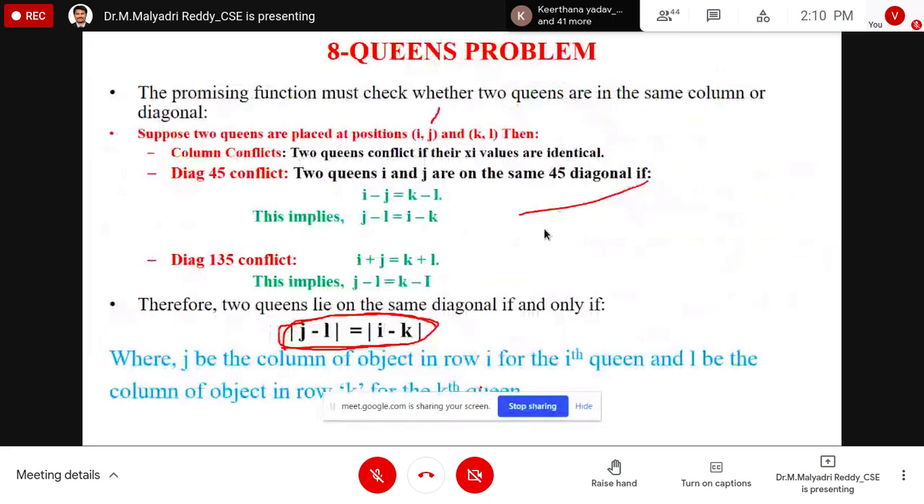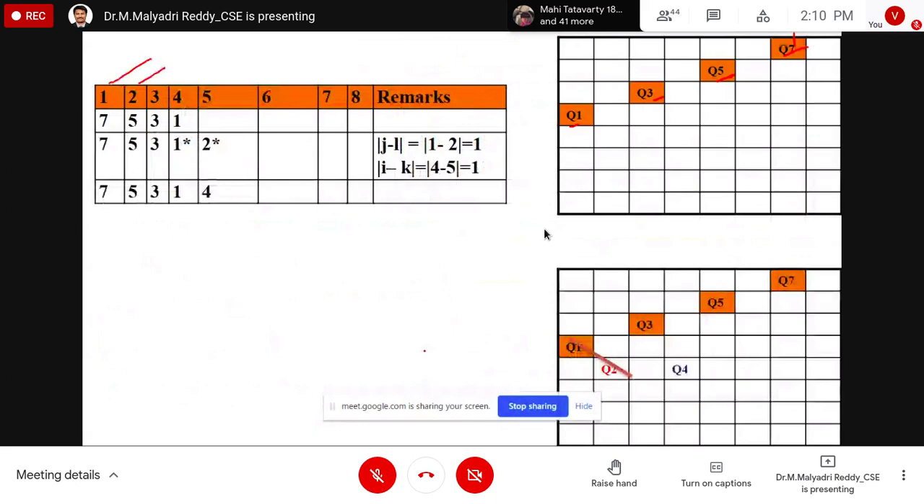Yes, sir. Right. So take this example. Just now I gave a partial solution. In that I placed the first 4 queens in the first 4 tuples. So our agenda is to place 8 queens in the 8 rows. Partially I placed the 4 queens. My problem is to place the next 4 queens, that is Q2, Q4, Q6, Q8, in the remaining 4 rows.